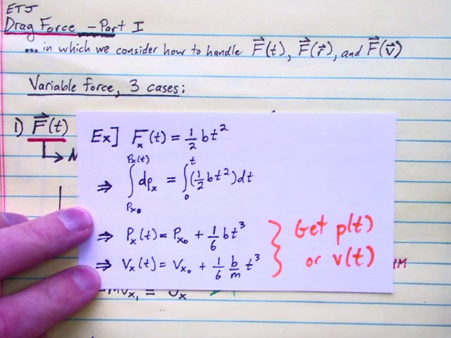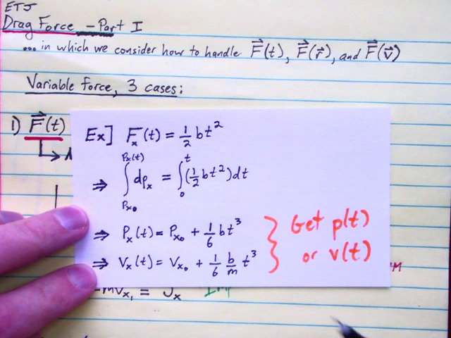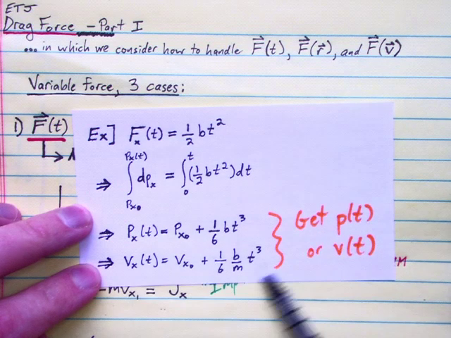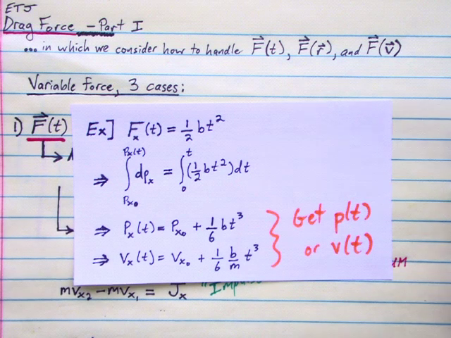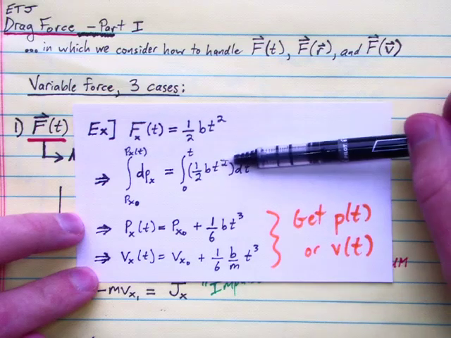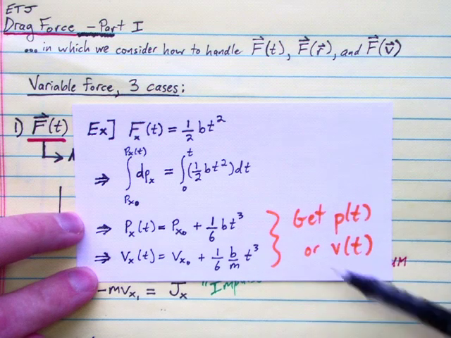We have the momentum as a function of time. And we could just divide that whole thing through by mass to get your velocity as a function of time and find it's this cubic function. So that's generally what you would do. If you have a force as a function of time, you're going to want to integrate it, use N2L to get the momentum or the velocity as a function of time.